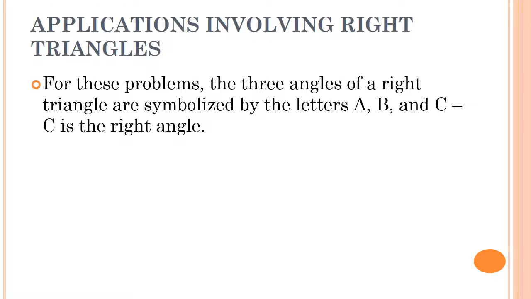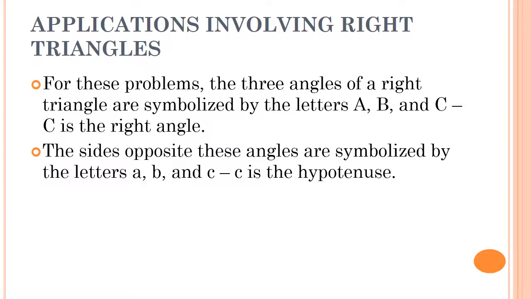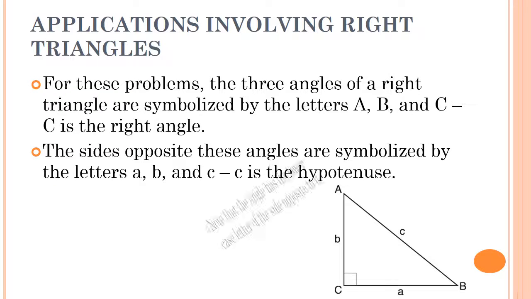For these problems, the three angles of a right triangle are symbolized by the capital letters A, B, and C, where C will be the right angle. The sides opposite the angles are symbolized by the lowercase letters a, b, and c, where c is the hypotenuse. You see an example here of how to set up one of these triangles. Remember that the side will always have the same letter as the angle that it's across from.